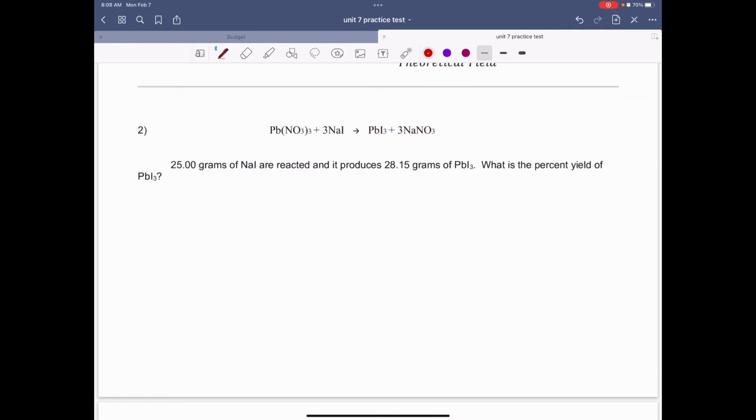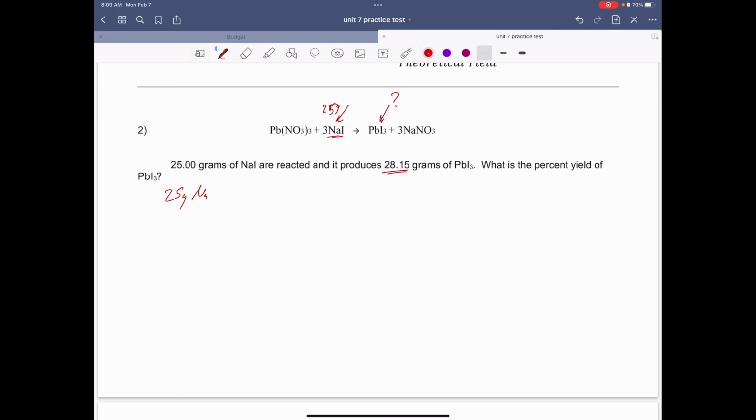Okay, here's number 2 on the practice test. 25 grams of sodium iodide are reacted and it produces 28.15 grams of lead iodide. What is the percent yield of lead iodide? Okay, so again, important to understand what's happening here. We have 25 grams of this stuff, and we are interested in how much of this stuff we're supposed to produce. Then we can compare it to how much we actually produce. That's basically how you do this question. So we got to get 25 grams of this sodium iodide and convert it into moles, and then do some stoichiometry. So here we go.